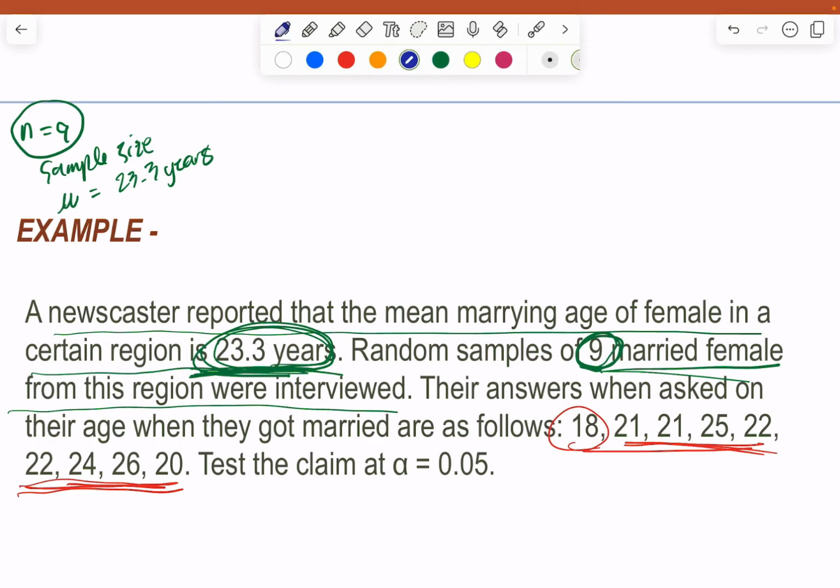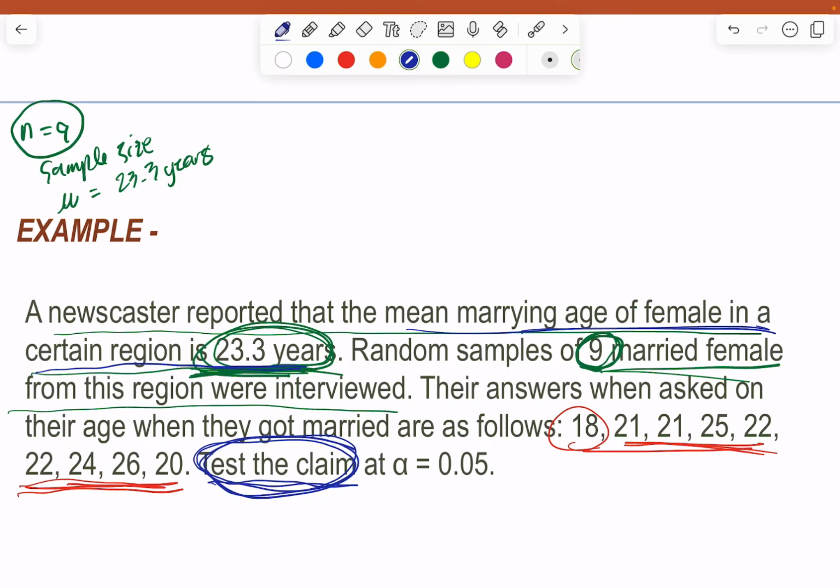Our first step is to look at its purpose, the claim of our study. We want to test the claim. What is our claim? The claim is that the mean marrying age of female in a certain region is 23.3 years. So, that is what we will test.